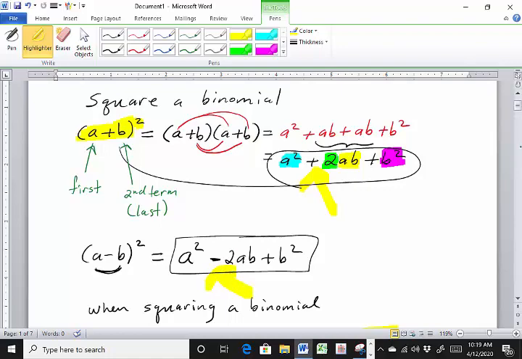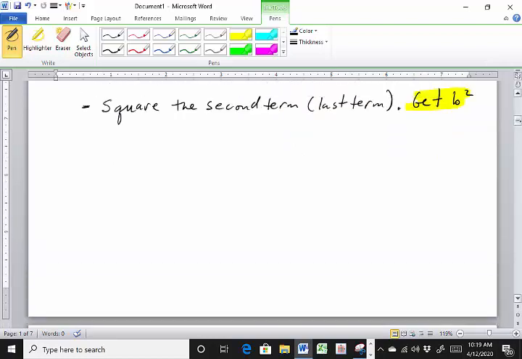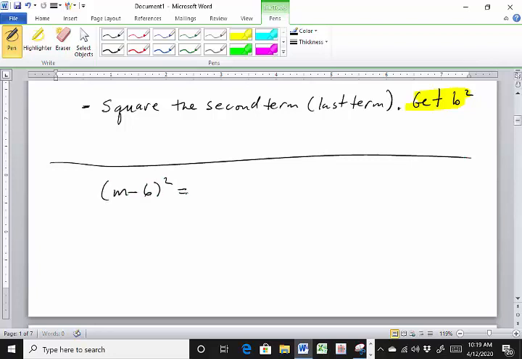Okay? So let's practice some of those. And it just takes practice, but you just got to get the pattern. It'll be very easy. So m minus 6 squared. All right, let's talk this out. Square the first term, m squared. Let's multiply these two terms together. So that's basically minus 6 times m. So what's minus 6 times m? It's minus 6m.